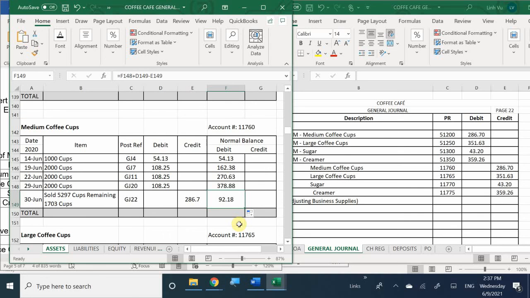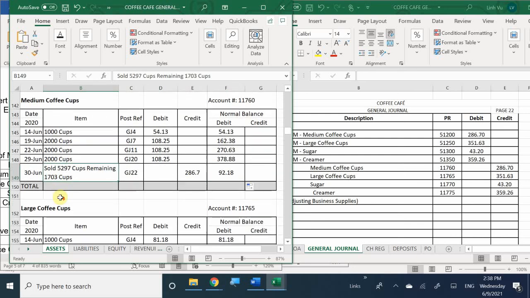All right? So in this case, I sold a total of 5,297 cups, which cost me a total of $286.70. So therefore, I should have a remainder of 1,703 costing at 92.18. Where'd you get the 286.70? That was what we calculated here. That was the cost. Remember? Yeah. That's how much my 5,297 cups cost me.